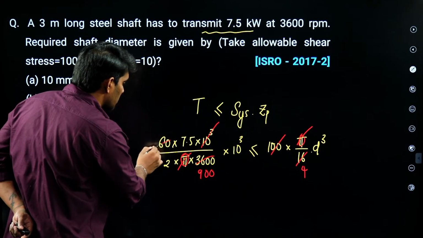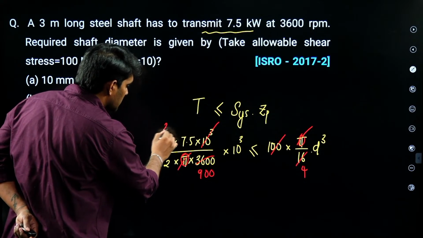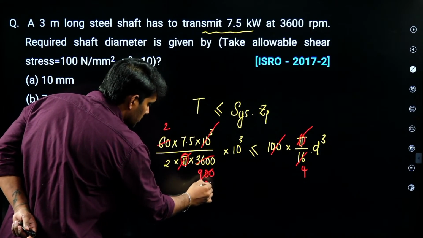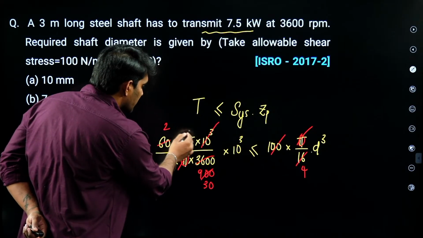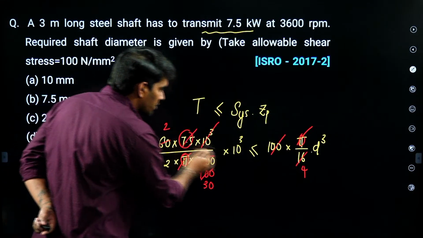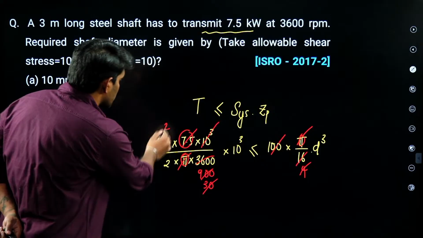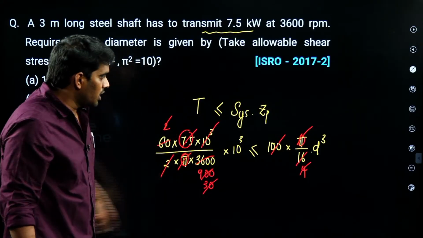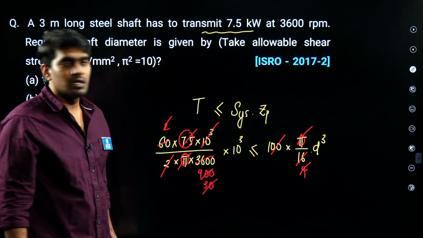So you can notice that 32s are 30 here. Anywhere else the calculation goes here. Now 7.5 into 4, how much is that? That is 30. 7.5 into 4 is 30. Now here there is 2 and 2, this also cancels out. Now d cube is 10 cube. If d cube is 10 cube, the d value is 10.